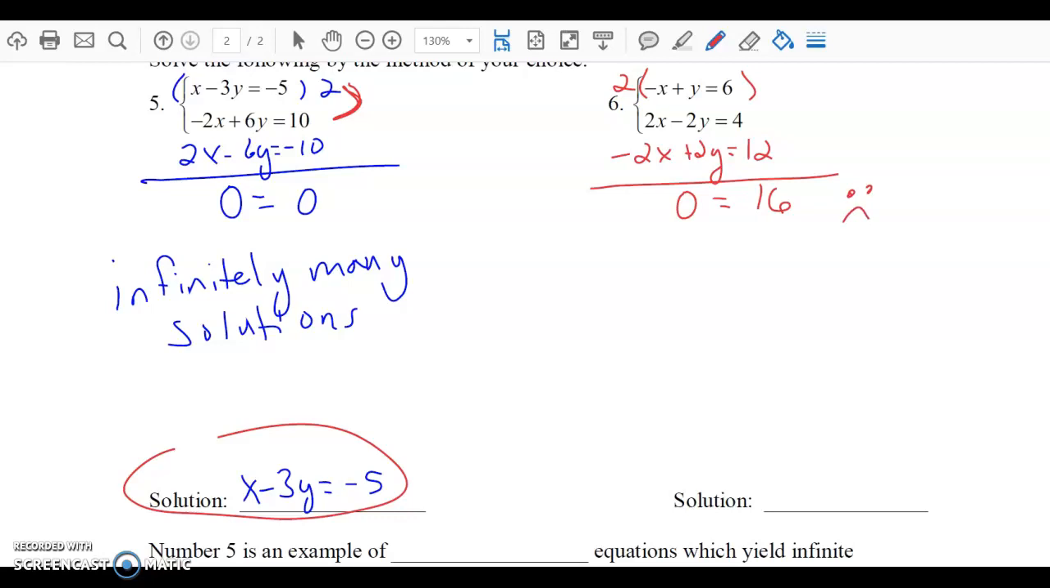So because that doesn't make sense, these lines must be parallel. So we actually have parallel lines. So there is no solution.